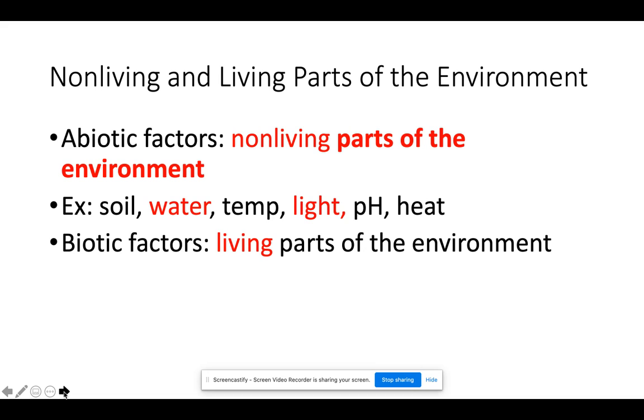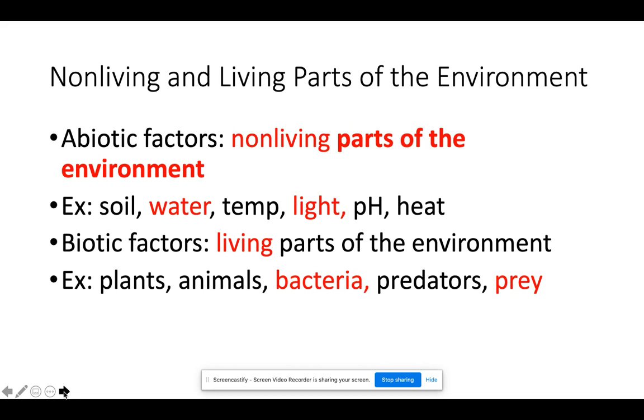Biotic factors are the living parts of the environment. So, what are the living parts of the environment? Plants, animals, bacteria, predators, prey. We're going to talk about herbivores and carnivores and autotrophs. All of these things are living things. Plants and animals are living organisms. Let's not forget about our microorganisms like bacteria, fungi, there's plenty of others. These are all considered biotic factors. Bio means life, biotic are living parts of the environment.